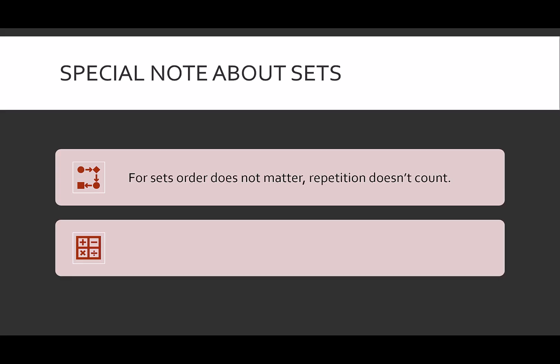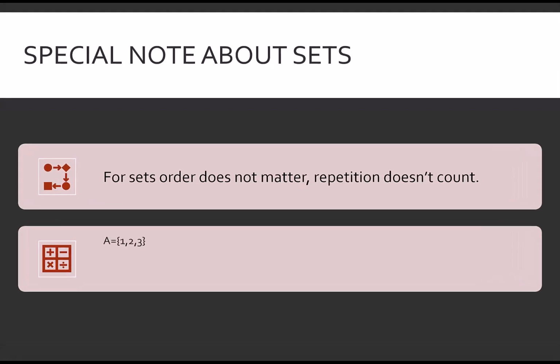One last note to finish up our video. For sets, order doesn't matter and repetition doesn't count. That means if I write the set A as {1, 2, 3}, or A equals {3, 1, 2}, it's exactly the same as A being {1, 1, 1, 1, 1, 1, 2, 2, 2, 3, 3, 3, 3}. The order and the repetition make no difference in the elements in the set.